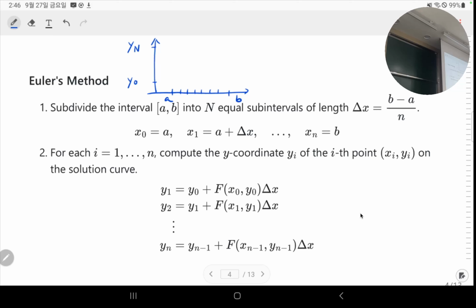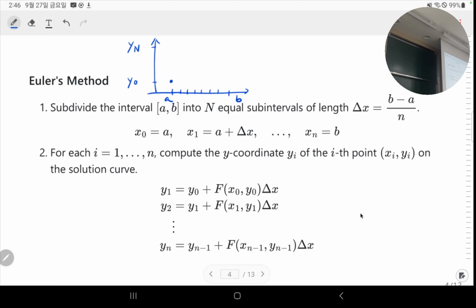So how are we going to determine each yi? First, we start from index 0, the first point. I need to have information on where the function starts. A is the starting point of x, and I need to know at that point what my y is. For example, if I have an object falling from the sky, I need to know its initial velocity, because the rest of the situation is determined by the initial velocity.